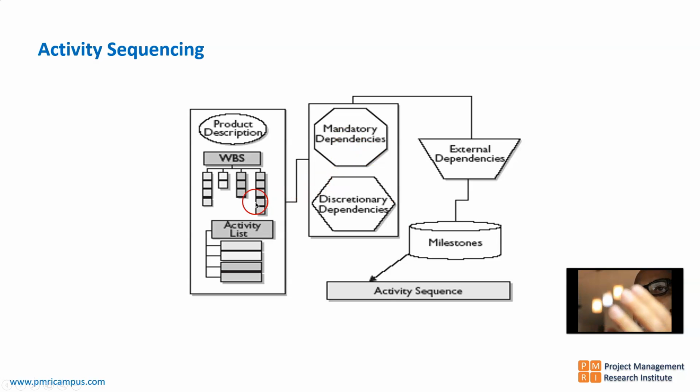So to summarize, at the WBS level we had the work packages. Work packages get decomposed further into activities. Then we get the activity list. To the activity list you superimpose mandatory dependencies and discretionary dependencies. Both can be either internal or external to the project. Once we do this much, we will arrive at the milestones and we will get the activity sequences. This is a major exercise in projects.